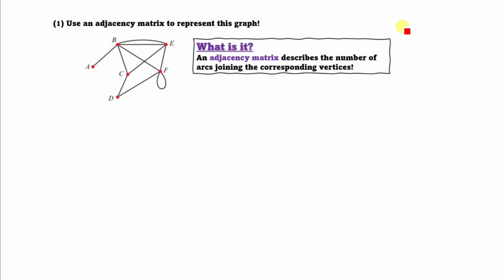So in this one, we'll be looking at two types of matrices. The first one is the adjacency matrix, and the second one is the distance matrix. And we're going to understand the key differences between the two.